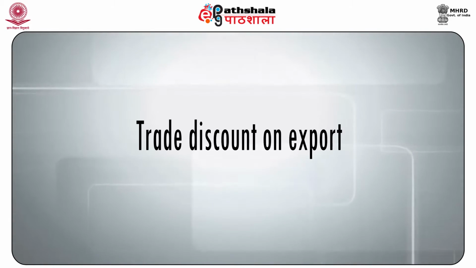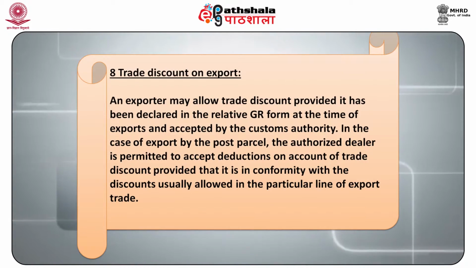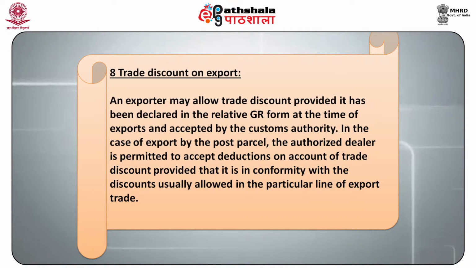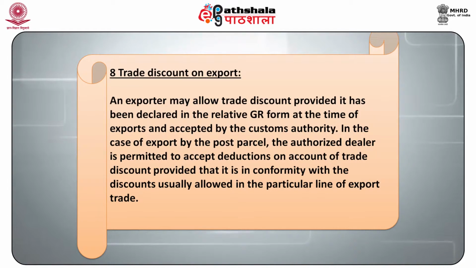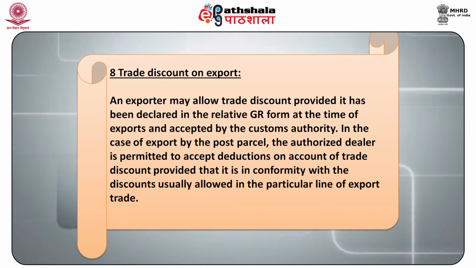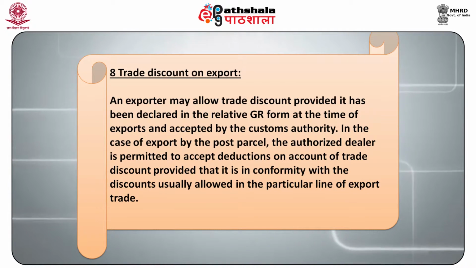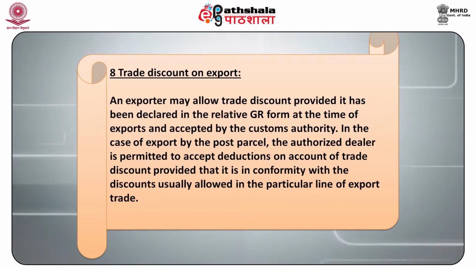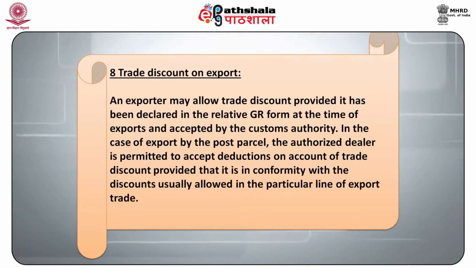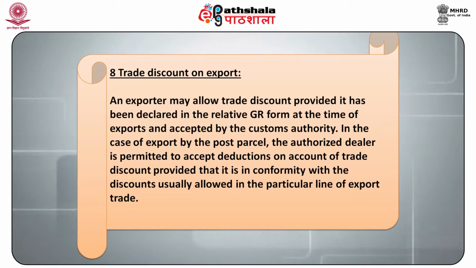Eighth, trade discount on export. An exporter may allow trade discount provided it has been declared in the relative GR form at the time of export and accepted by the customs authority. In the case of export by post parcel, the authorized dealer is permitted to accept deductions on account of trade discount provided that it is in conformity with the discounts usually allowed in the particular line of export trade.